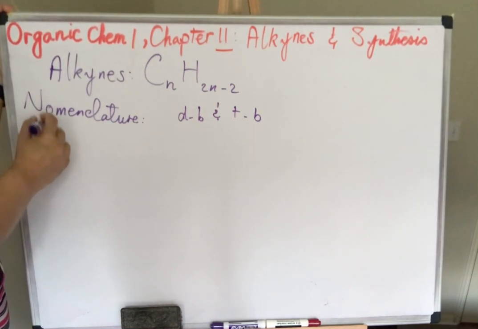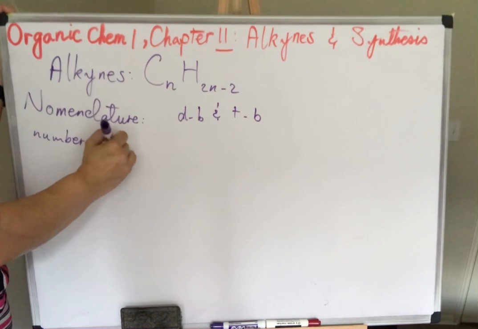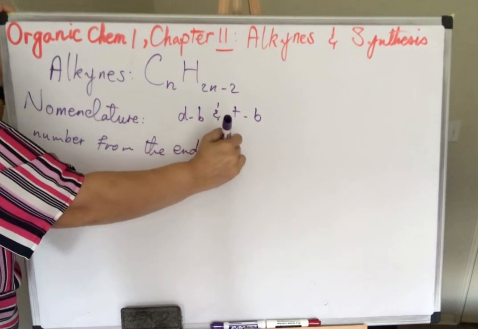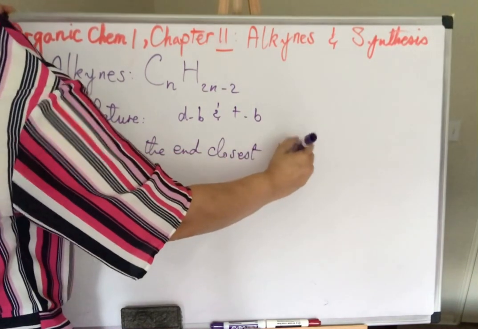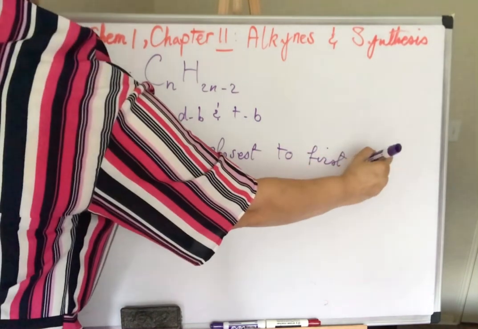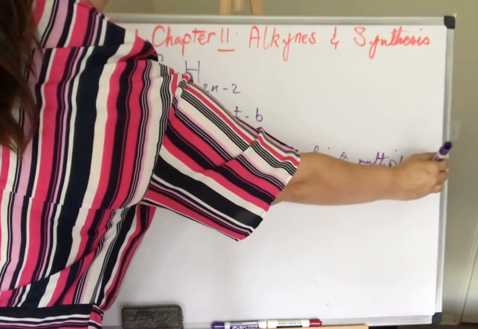We need to start numbering from closer to the multiple bond. Number from the end closest to the first multiple bond, either a double bond or triple bond.